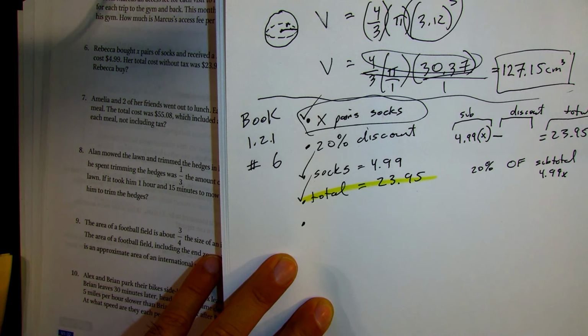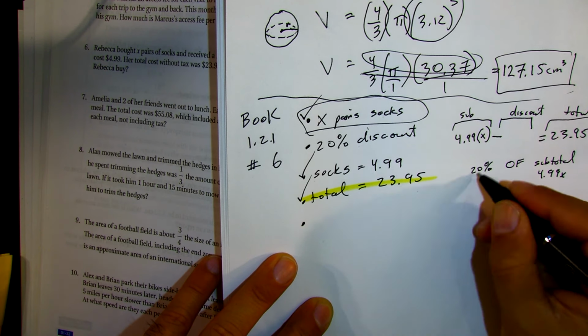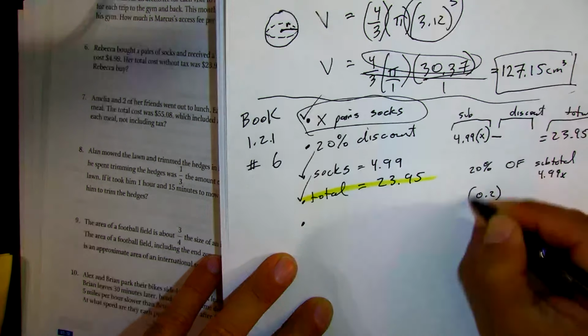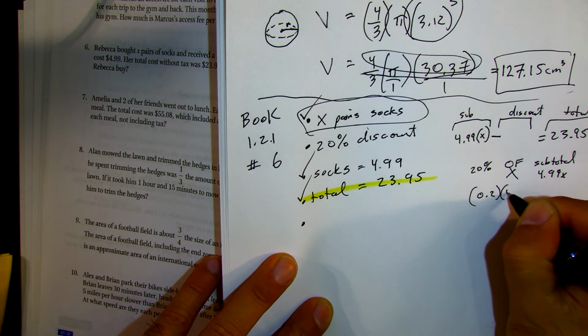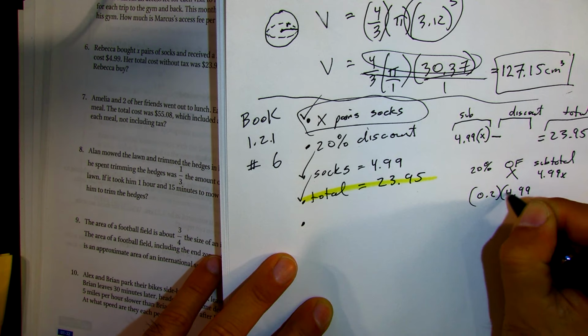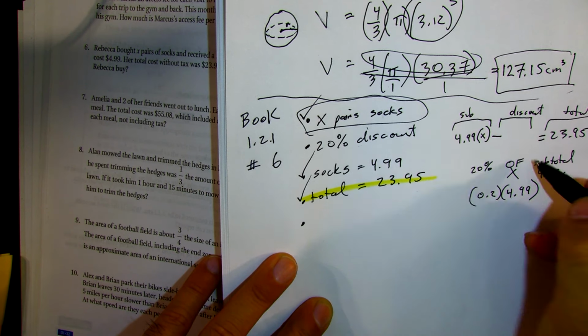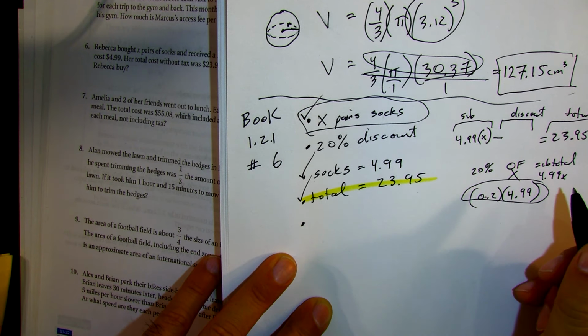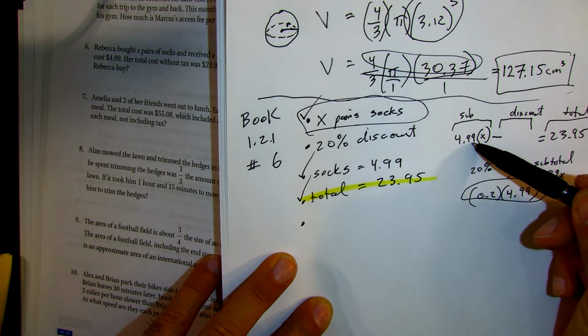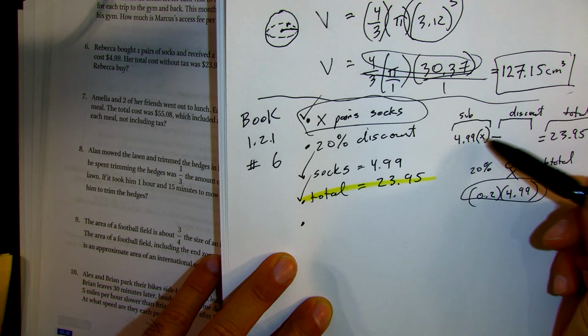So this as a fraction or decimal is 0.2. "Of" is multiplication. So we're going to go 0.2 times 4.99. Now remember, this is our discount. We took 20% of 4.99. So I take my subtotal, 4.99x, based on how many I buy. I subtract 0.2 and 4.99.